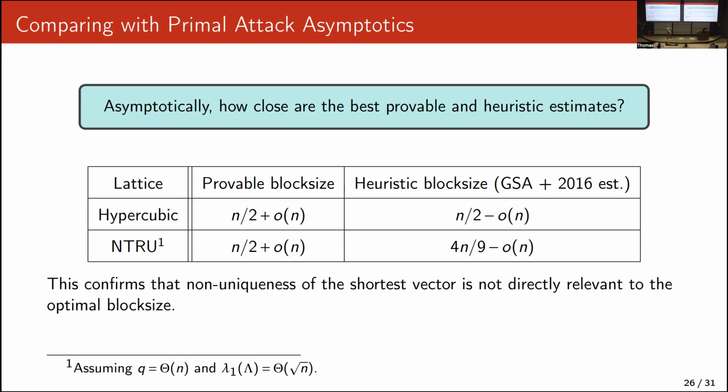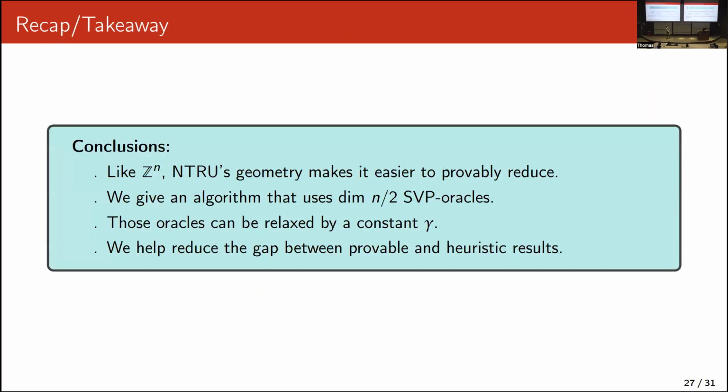This also shows that the non-uniqueness of the shortest vector is not directly relevant to the optimal block size. So this has been known for a while now, but in the past, people would just look at the gap between lambda 1 and lambda 2 and derive some estimates from that. I don't think this is the good way to see things.